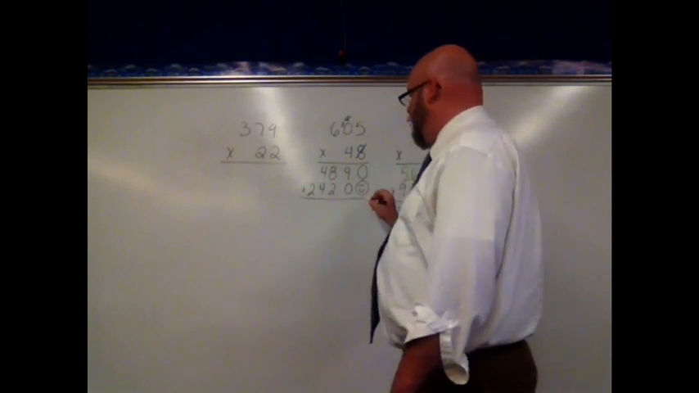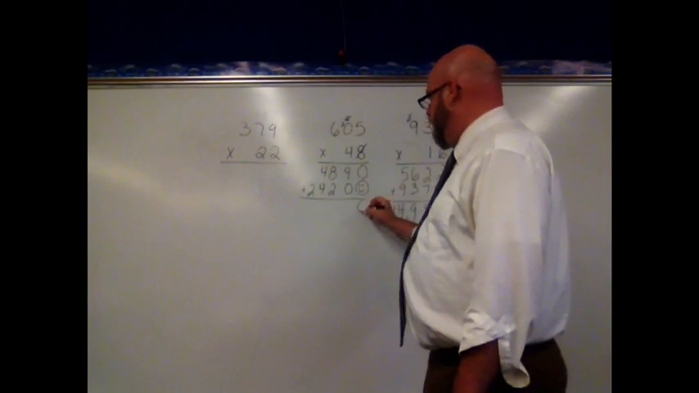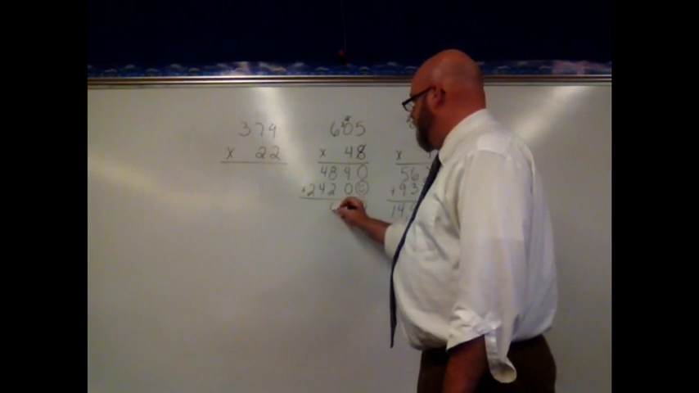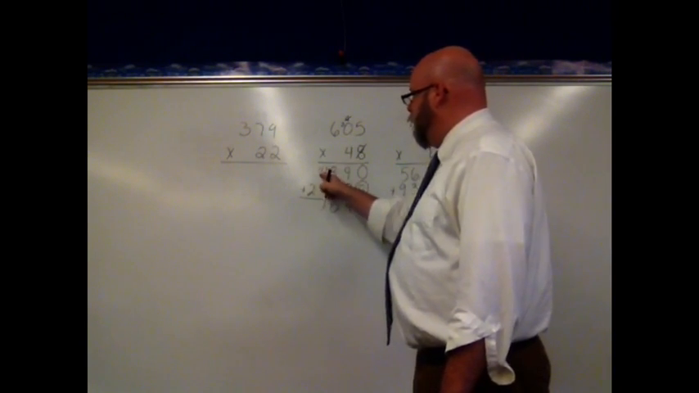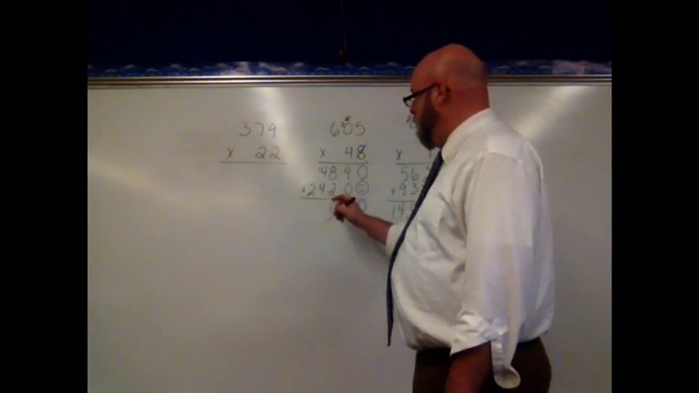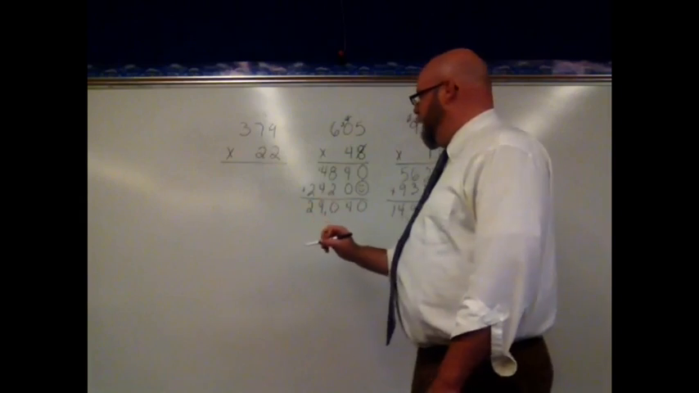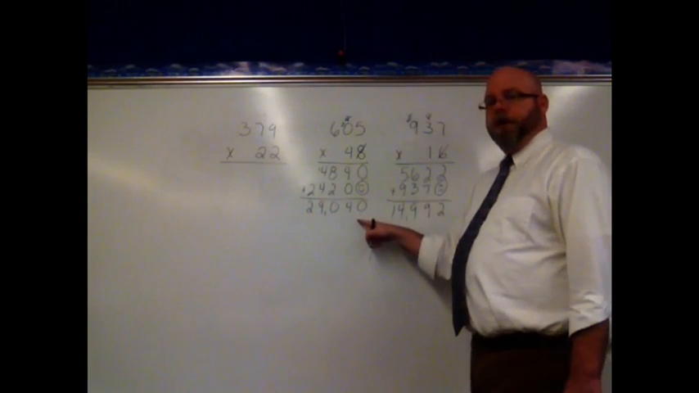Now I add everything up. 0 plus 0 is 0. 4 plus 0 is 4. 8 plus 2 is 10. Carry my 1. 1 plus 4 is 5. Plus 4 more is 9. And I can bring my 2 down. My final answer is 29,040.